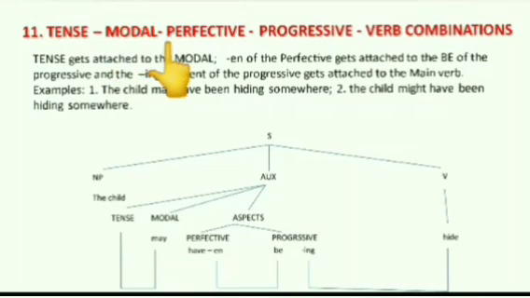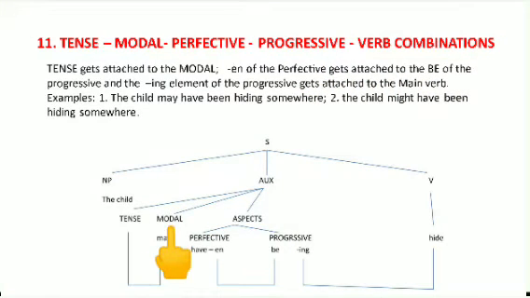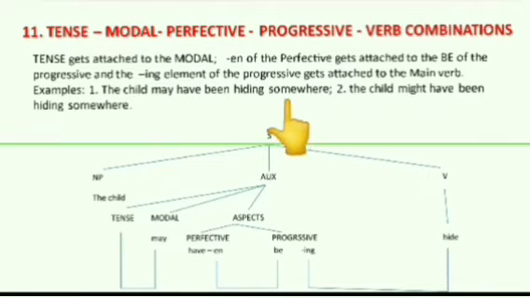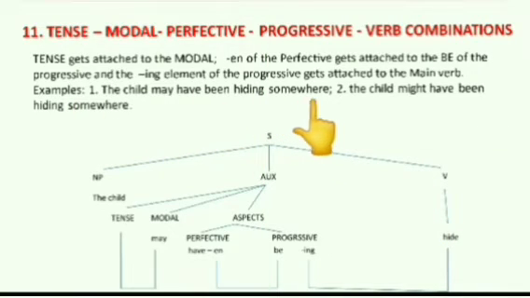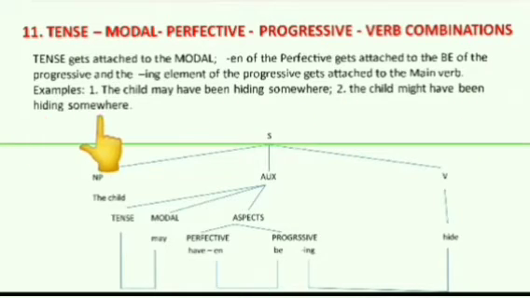Tense modal perfective progressive verb combinations. Tense gets attached to the modal. En of the perfective gets attached to the be of the progressive, and the ing element of the progressive gets attached to the main verb. Examples: the child may have been hiding somewhere. The child might have been hiding somewhere.